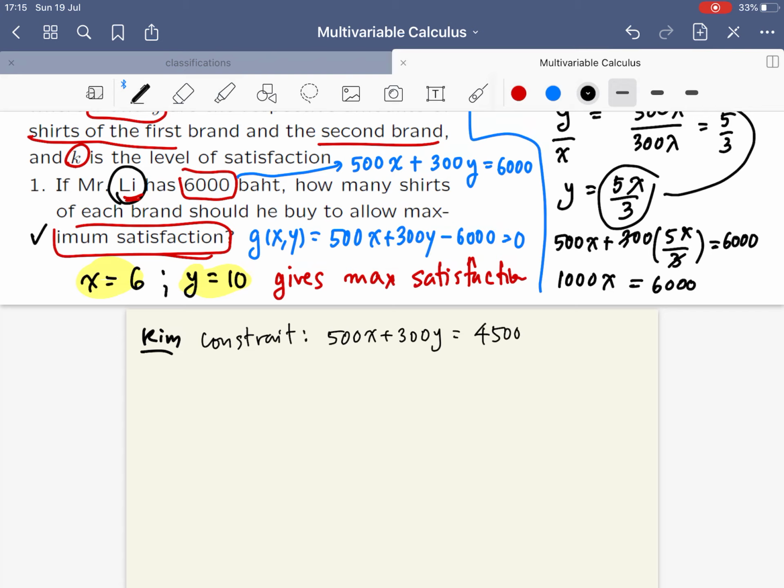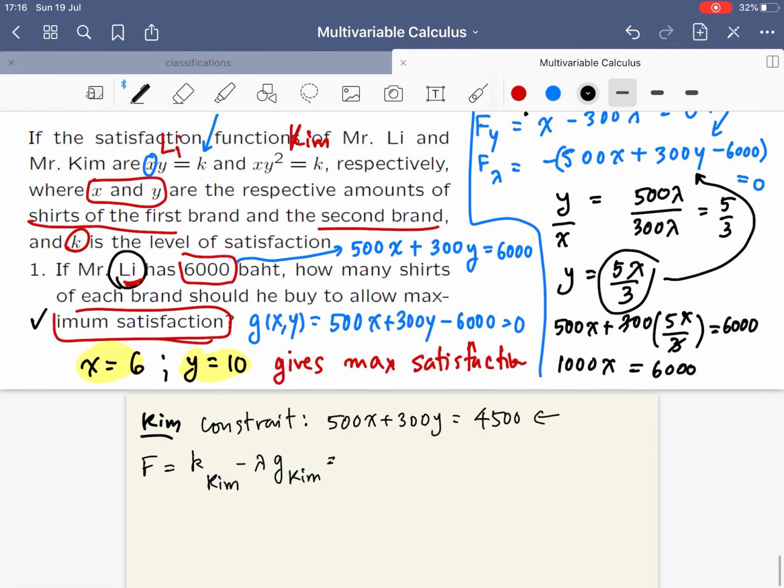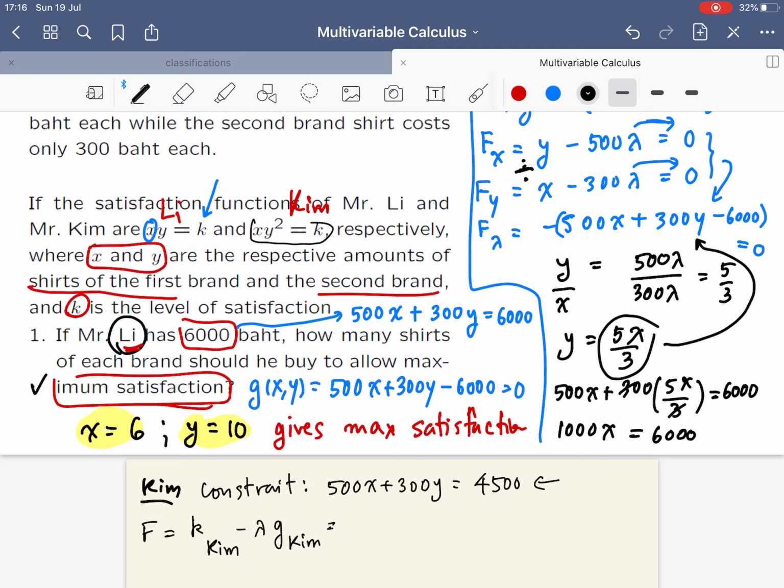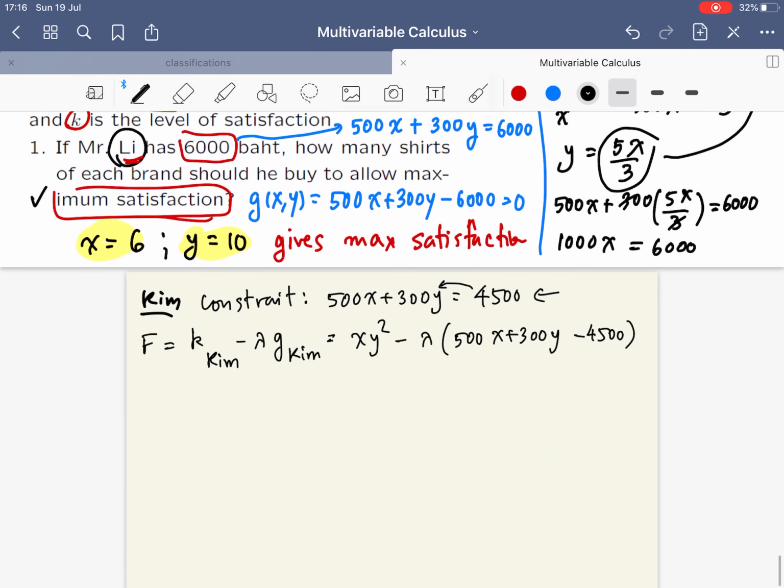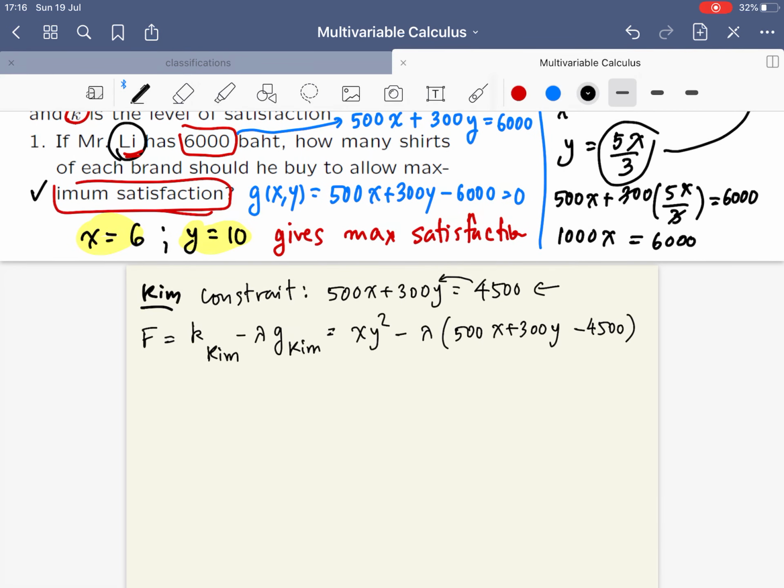And the satisfaction, I mean the capital F, now is the K for Mr. Kim, minus lambda of the G of Mr. Kim. So your K for Mr. Kim is a little bit different. You got xy squared, and then minus lambda, your G is simply 500x plus 300y minus 4500. Don't forget this one must be moved so that your right hand side is always 0.